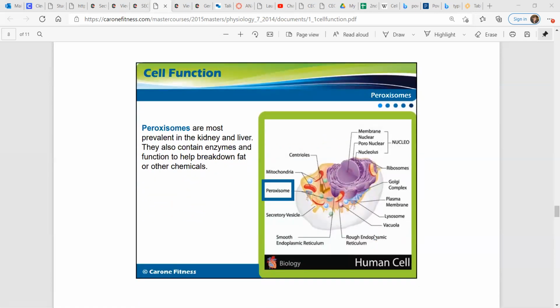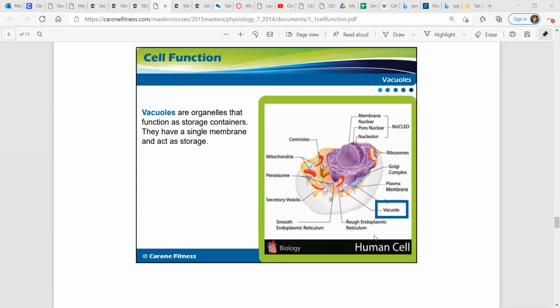Peroxisomes are most prevalent in the kidney and liver. They also contain enzymes and function to help break down fat or other chemicals. Vacuoles are organelles that function as storage containers. Think of if you've ever heard of something being in a vacuum, that is a space. Think of vacuoles as big spaces. They have a single membrane and their sole job is storage.